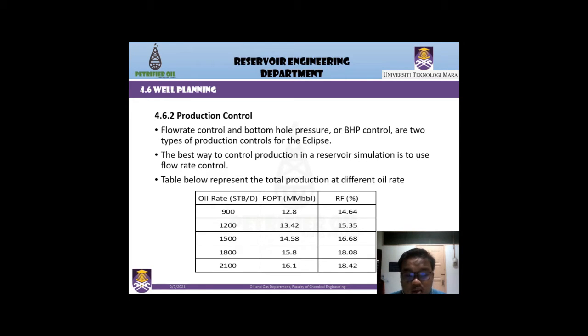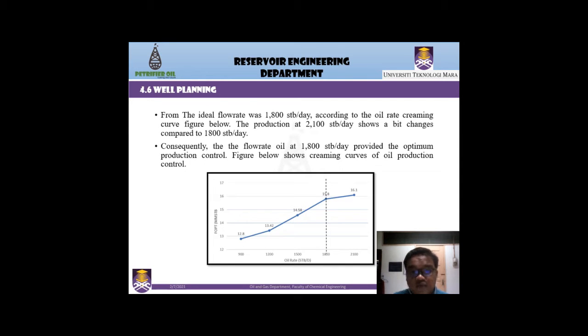At 1800 stock tank barrels per day, the production is 15.8 million barrels and the recovery factor is 18.08%. And lastly, for 2100 oil rate, it gives a production of 16.1 million barrels and the recovery factor is 18.42%. So this is a figure for the creaming curve of oil production control.